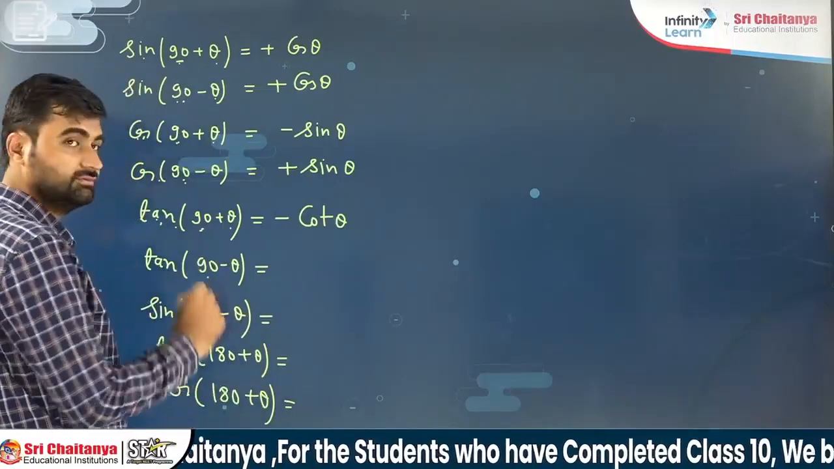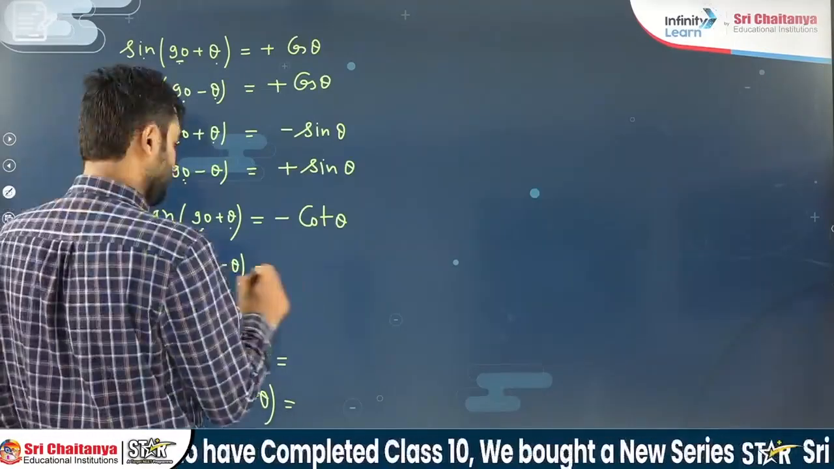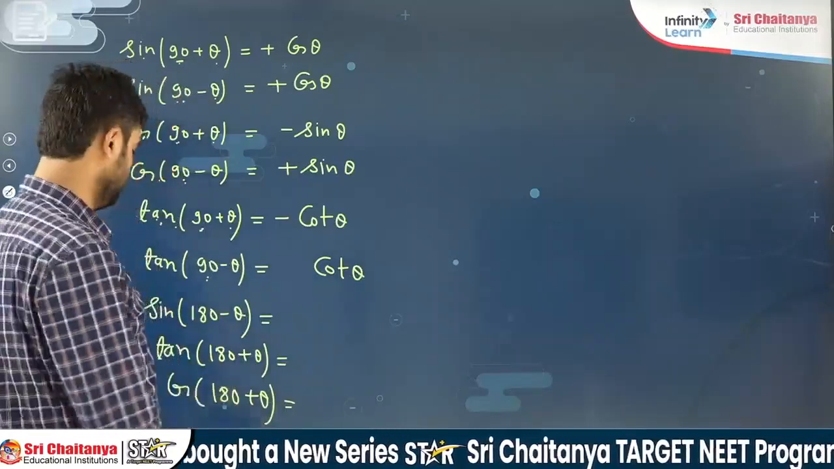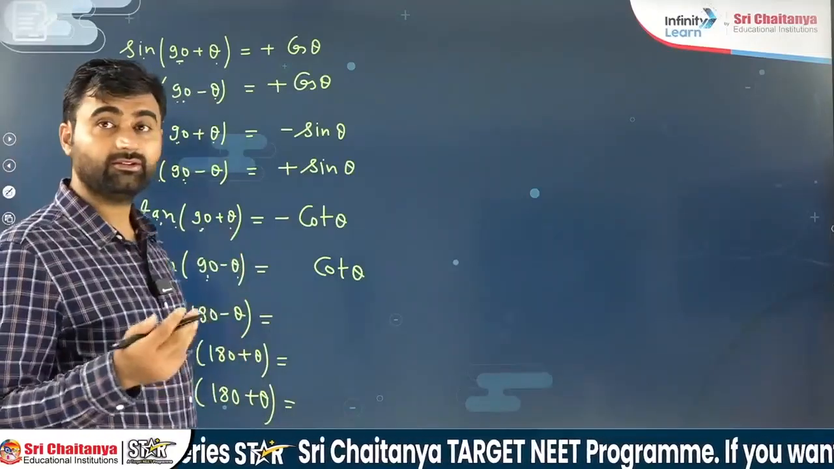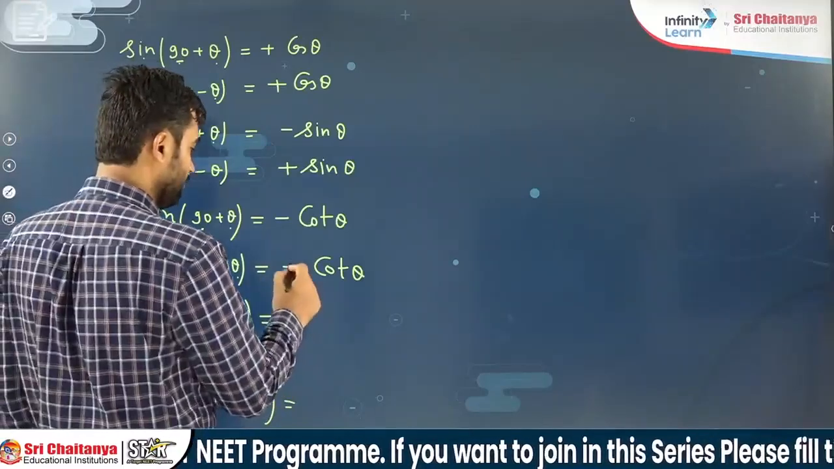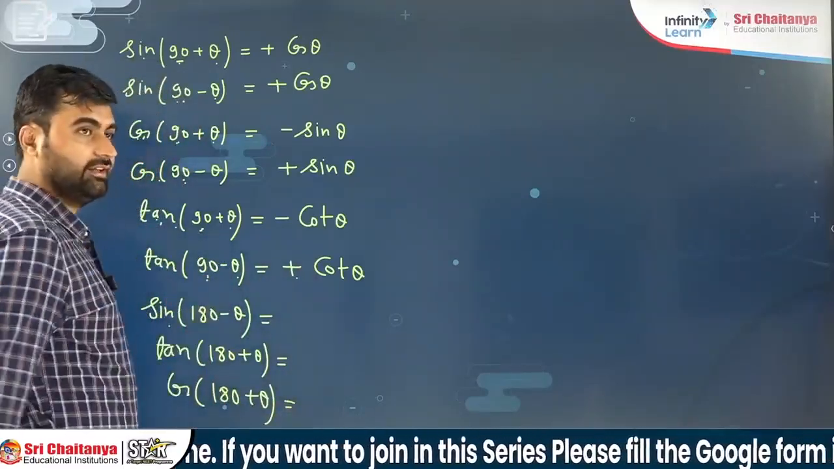Now tan 90 minus theta. Again, which line? Vertical. Vertical line means it will change. So it will change into cot theta. Now positive or negative? 90 minus something means first quadrant, and first quadrant means all are positive. So it is positive.